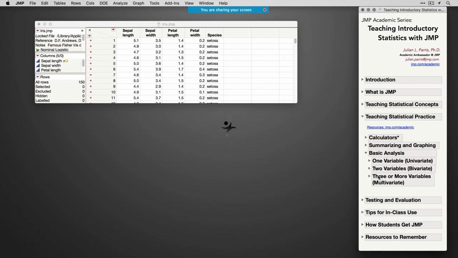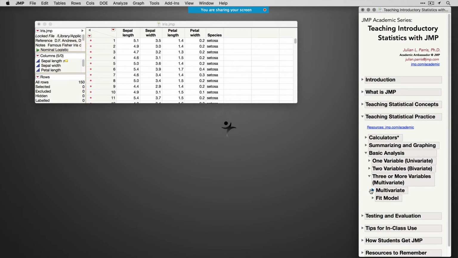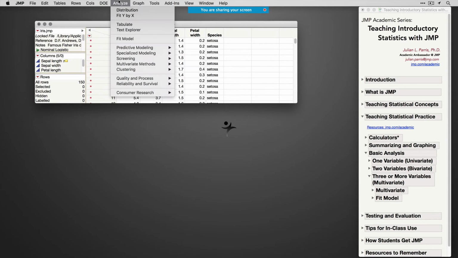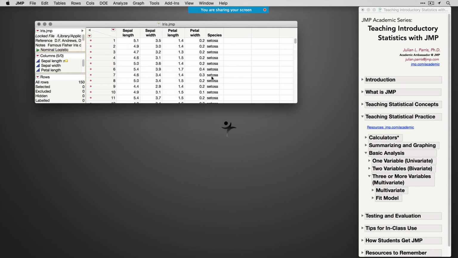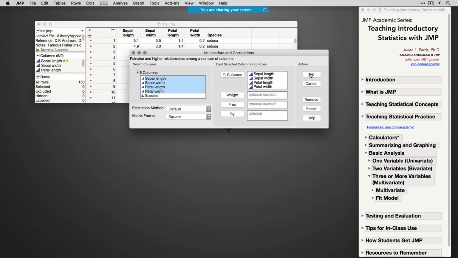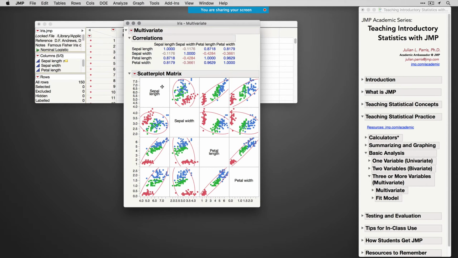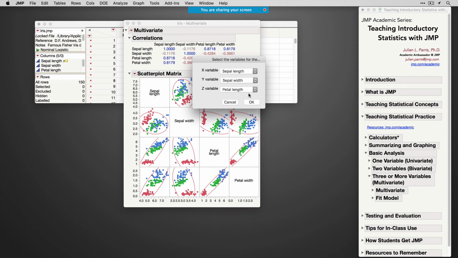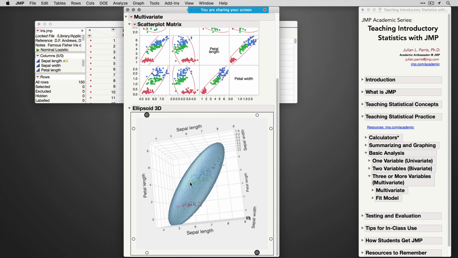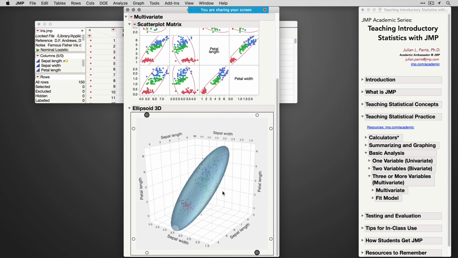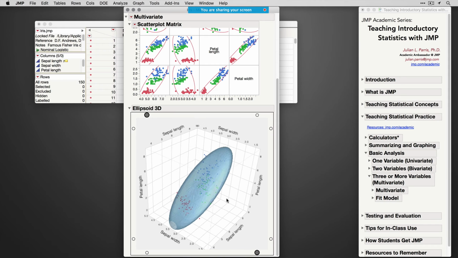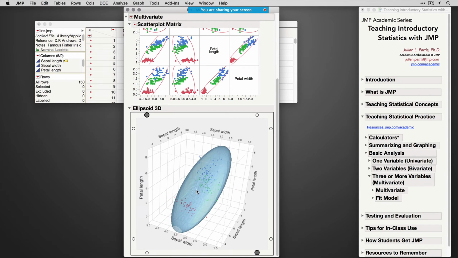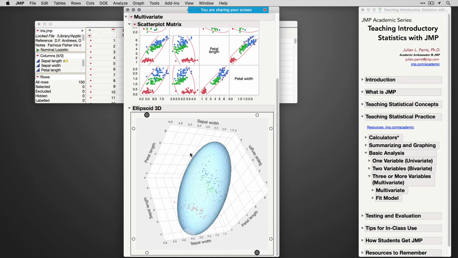So once you get to more than two variables, and this happens in some introductory stats classes, there's a platform called Multivariate. Multivariate is all about understanding multiple variables at the same time. So under Multivariate Methods, Multivariate, and I'll just show you rather quickly here. The idea here is to look at certainly the scatter plots and the correlations, and this is also where you can get into things like principal components, outlier analysis in multivariate space, or even ellipsoid plots, and students love these ones. 3D is not always the best way to understand data, but it certainly makes for a pretty visual, and sometimes actually gives some nice sort of meaning from your data, especially when looking for outliers.